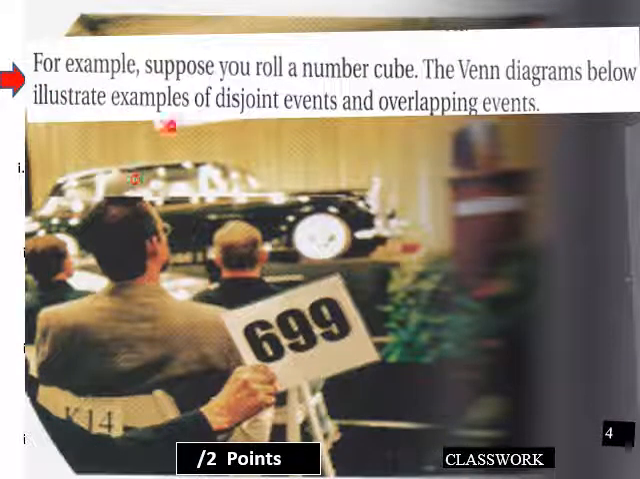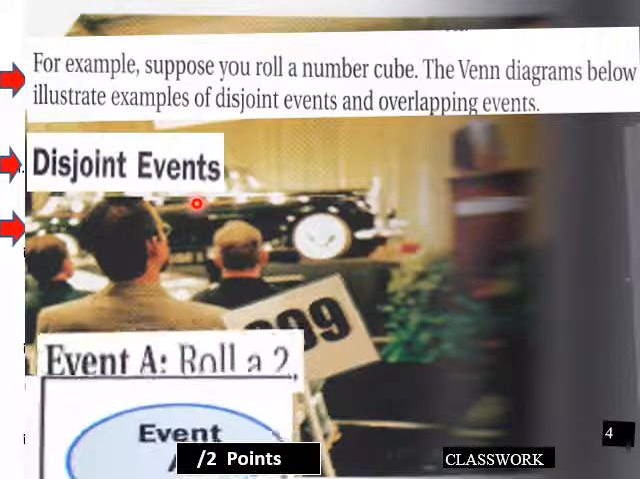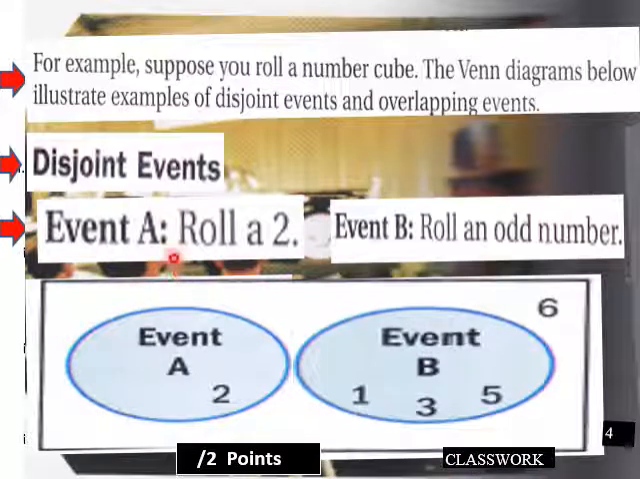Okay, for example, suppose you roll a number cube. The Venn diagram below illustrates an example of disjoint and overlapping events. So this would be disjoint events. Event A would be a roll of 2. Event B would be to roll an odd number. So these would be disjoint. Rolling a 2, and 1, 3, and 5, that would be an odd number there.